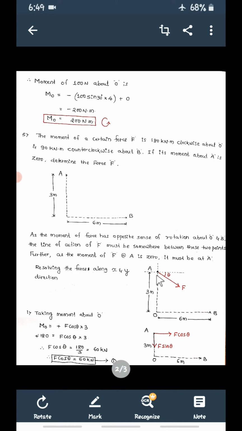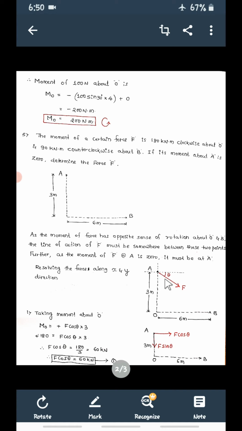So now provide the force at A, it is F, which is making an angle of theta with the horizontal. We have to calculate what the force F is to satisfy the conditions of 180 kilonewton meter and 90 kilonewton meter about O and B. So apply the force F at point A, inclined, making an angle of theta with the x-axis. Now this is the x-axis, this is the y-axis. This is important. Since it is an inclined force, I can resolve it along horizontal and vertical.